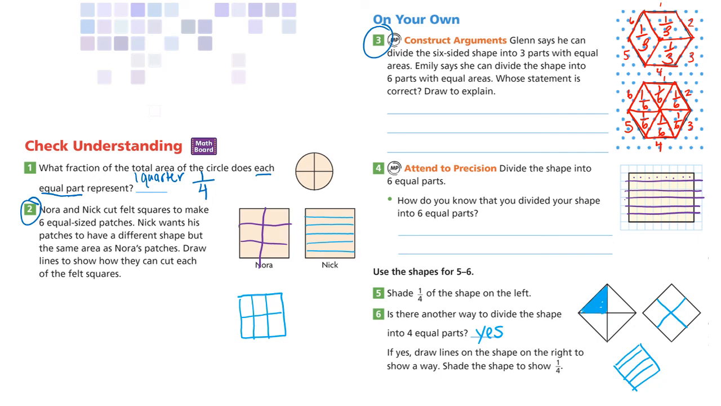If yes, draw lines on the shape on the right to show a way. Shade the shape to show 1/4. So that would be 1/4. And this would also be 1/4. Sorry, my lines aren't perfectly straight. So 3 different ways to break up that square into 4 equal parts. And even though the parts look different, their area is going to measure the same. So the area is the same.